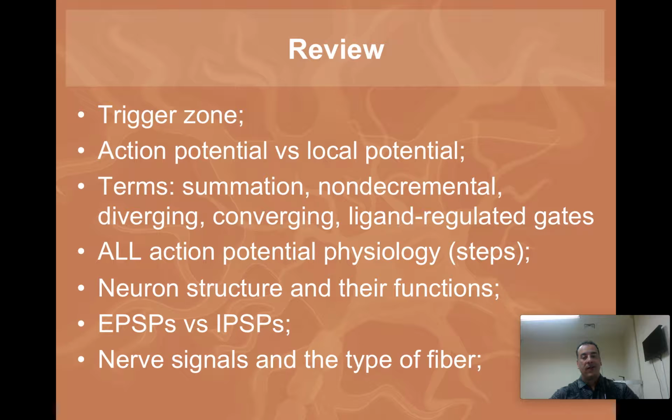Nerve signals and the types of fibers. So we have those that are myelinated fibers versus unmyelinated fibers. We have thick fibers versus thin fibers. Knowing the type of fiber, if it's myelinated versus non-myelinated, how fast are we moving action potentials along a myelinated fiber versus an unmyelinated fiber?